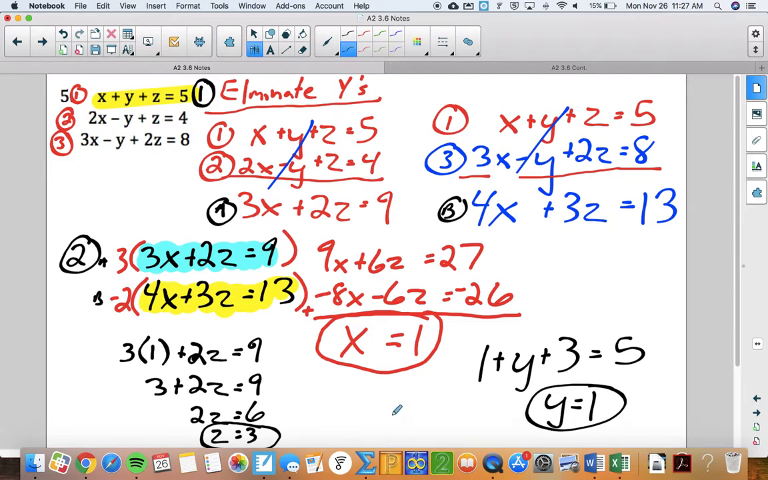So my ordered pair is 1, 1, 3. x, y, z. And if you plug them back into the other two equations in the system, it should be correct. And I think it is. There's the solution.